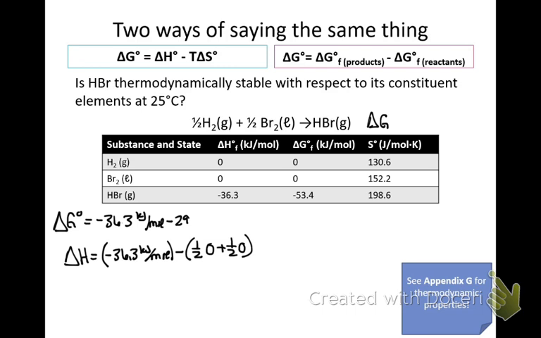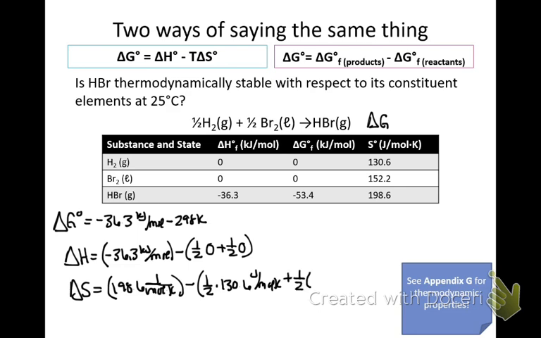Minus, we're going to use 298, so 25 degrees C for our temperature, times delta S. So to find delta S, we're going to use our standard molar entropies. So we'll do 198.6 joules per mole times Kelvin minus, so now we'll do our reactants, 1/2 of 130.6 joules per mole Kelvin plus 1/2 of 152.2 joules per mole times Kelvin.